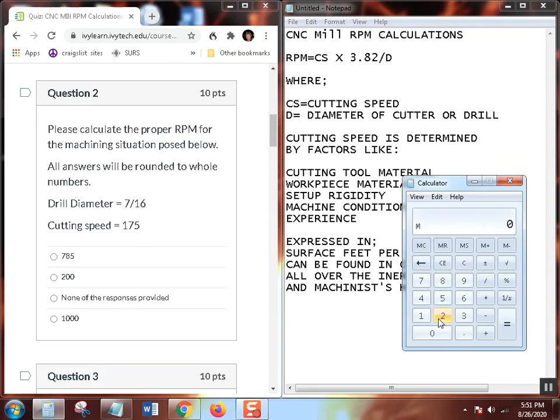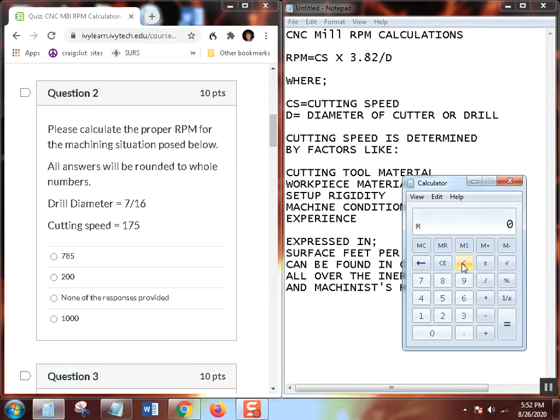So the cutting speed's 175, times 3.82 equals this, divided by 0.4375. Yeah, you're going, well, why isn't the right answer here? Because I don't always give you the right answer. I give you none of the responses provided. Yeah, get used to that. That's pretty popular. I choose those a lot. But that is the right answer.